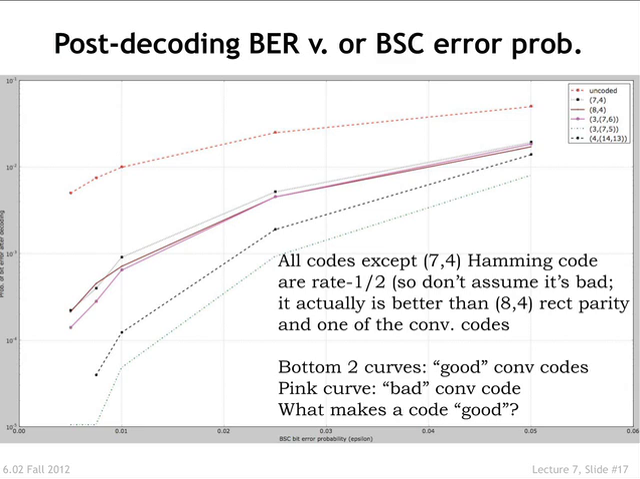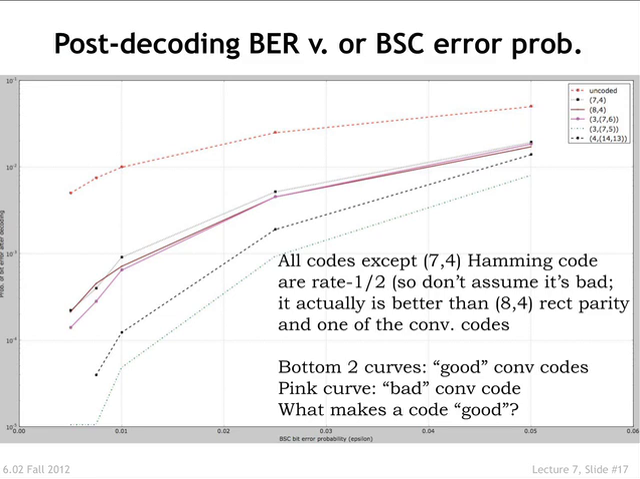What's the rate of that Hamming code? 4/7, right? Because n is the number of bits in the code word, and 4 is the number of bits in the message. Okay, so 4/7. Something over 1/2.